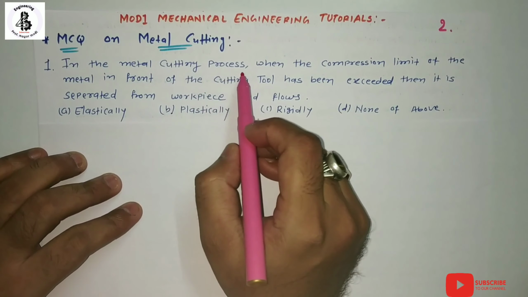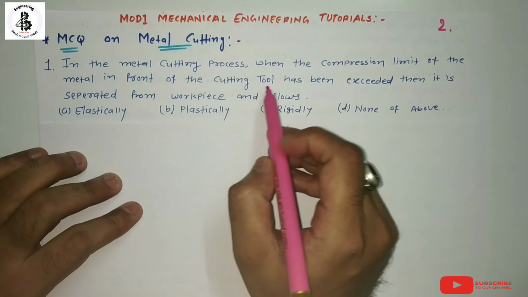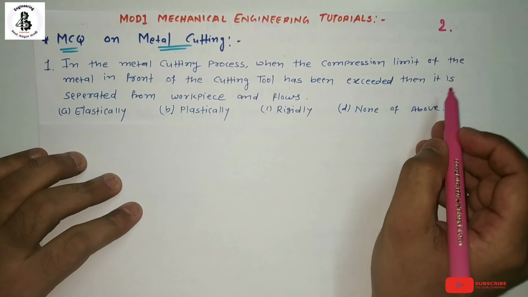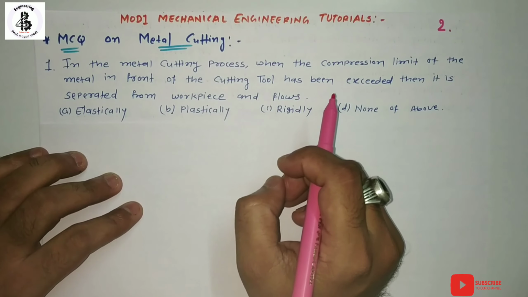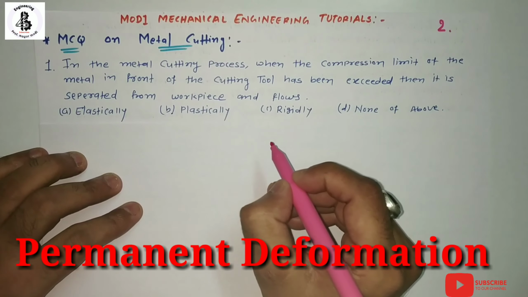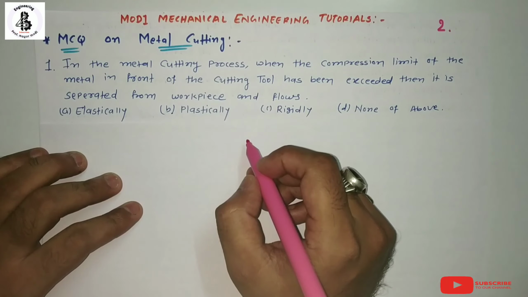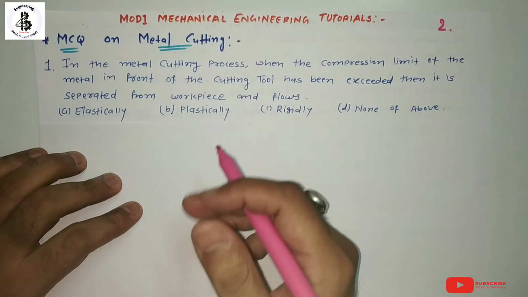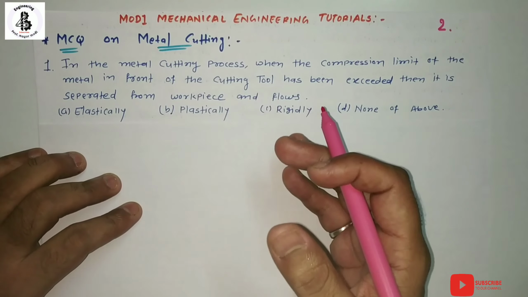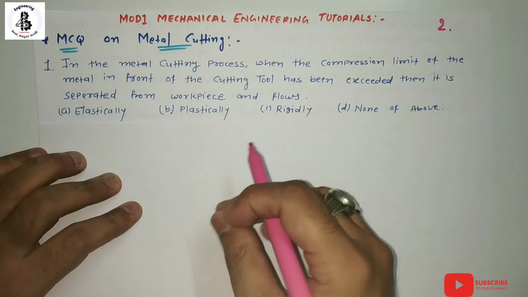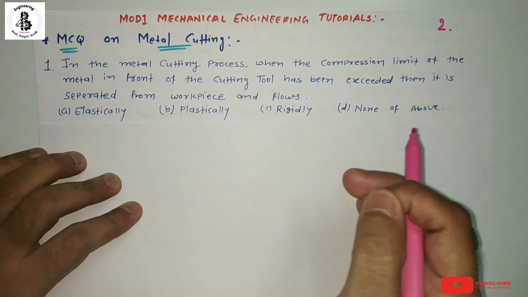In the metal cutting process, when the compression limit of the metal in front of the cutting tool has been exceeded, when it is separated from the workpiece and flows. So basically, in a general way, metal cutting means the permanent deformation of workpiece material by the action of the tool. So in any metal cutting operation, when the compression limit of the metal in front of the cutting tool has been exceeded when it is separated from the workpiece, that will be called a permanent deformation, or you can say plastically.